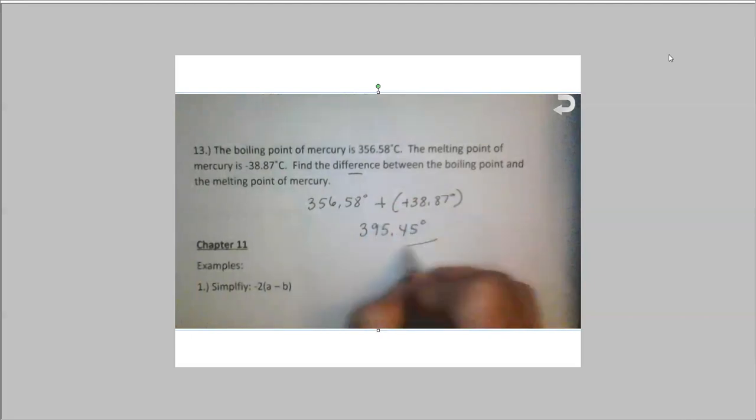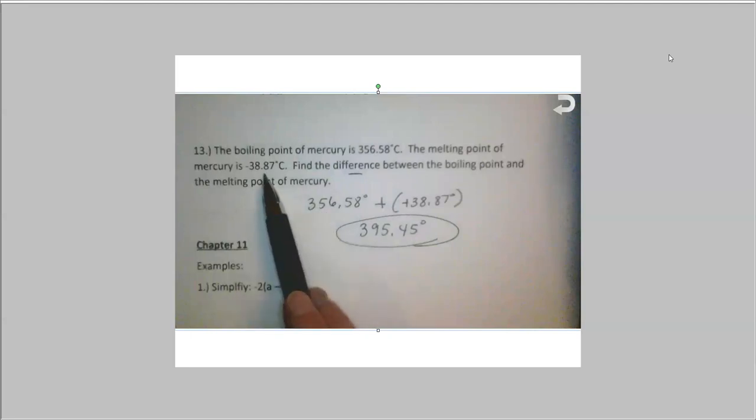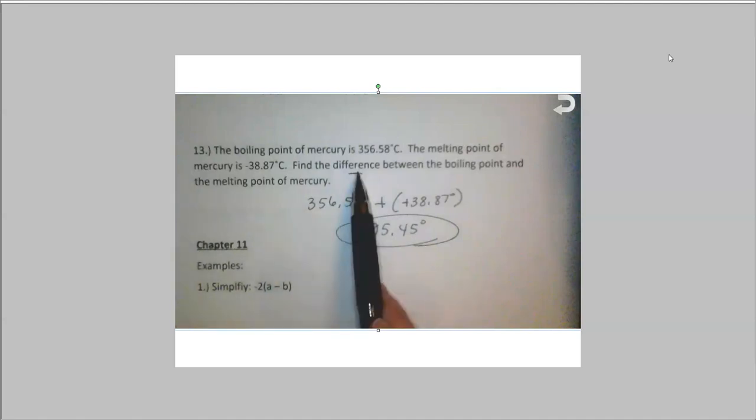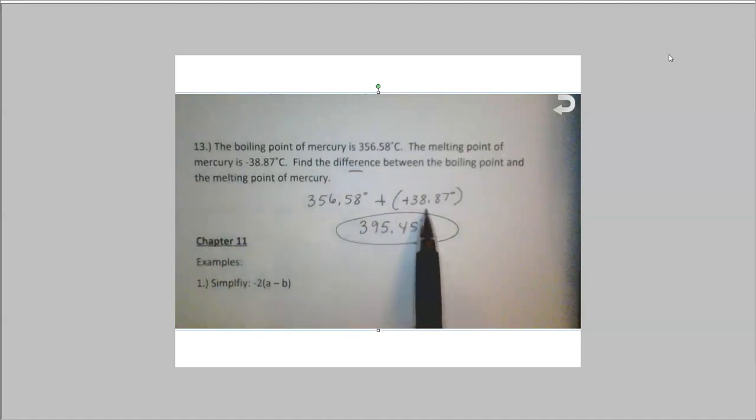That's going to give me 395.45 degrees. Just imagine this is over 350 degrees above zero, plus this is over 38 degrees below zero. So when you consider those, that's a greater gap than either of those numbers alone. That's why we have to combine them there. Difference means subtract, but when you're subtracting a negative, that's the same as adding the opposite.